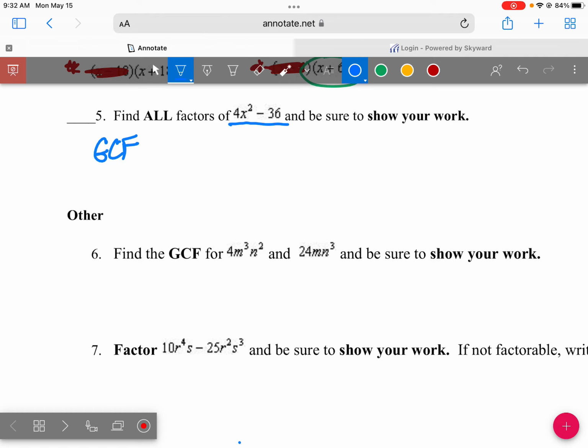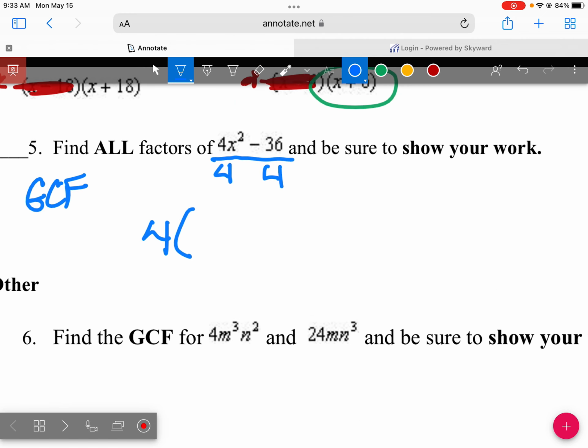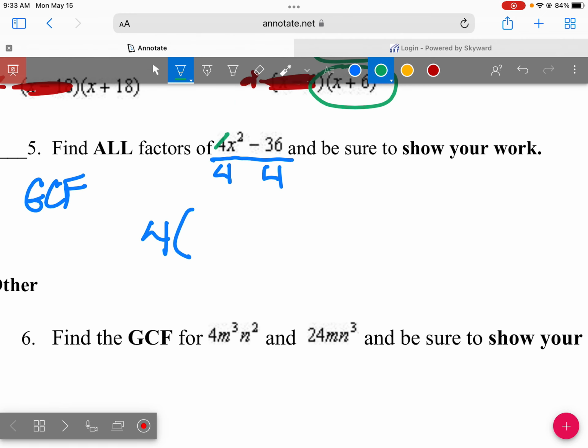Always look at your smallest number and see if it can divide into the other numbers. So we can divide by 4. That 4 is what gets factored out first. So 4x squared divided by 4, all I have left is the x squared minus, what's 36 divided by 4? 9. And you're looking at this, and it looks like a difference of squares.